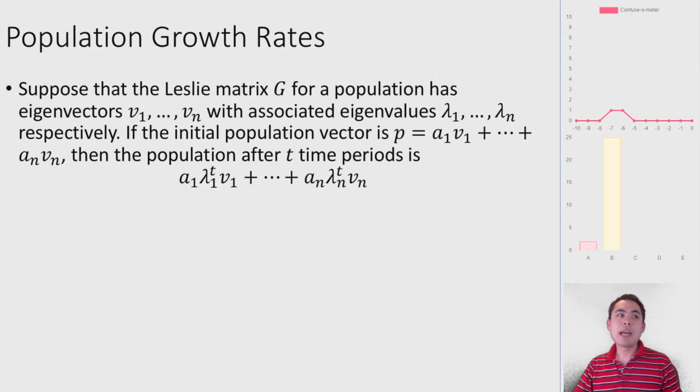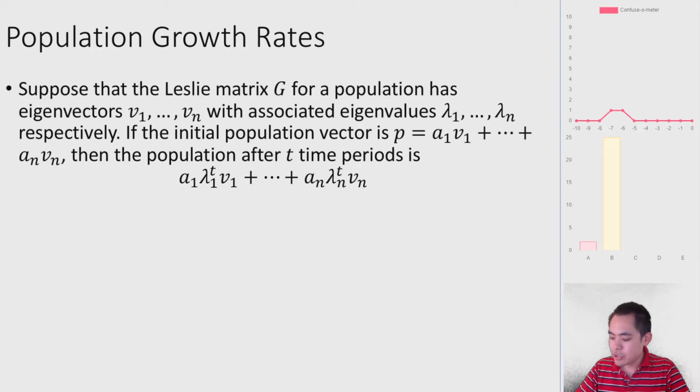Okay. So it turns out that if you have a Leslie matrix for a population, so for population growth rates, and you have eigenvectors v1 through vn with eigenvalues lambda 1 through lambda n, if you can write the initial population vector as a linear combination of your eigenvectors, then the population after t time periods is just going to be a1 times lambda 1 to the t times v1, all the way through an times lambda n to the t times vn.